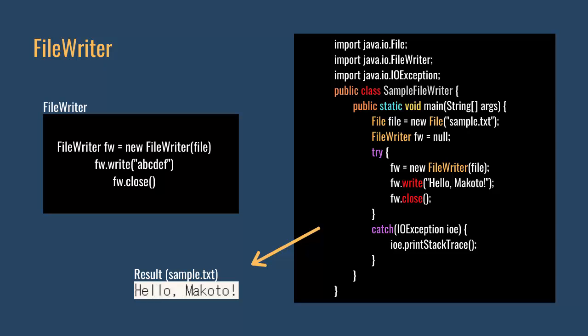We must import FileWriter and IOException first. In the main method, the file object is created and the FileWriter class is only declared. When we instantiate the FileWriter class, we must surround it with the try-catch statement. After instantiating, the class writes the text. It is written in the sample text file.